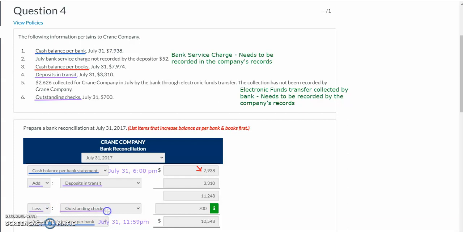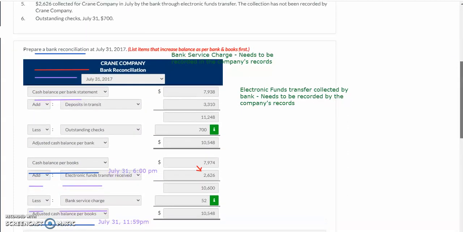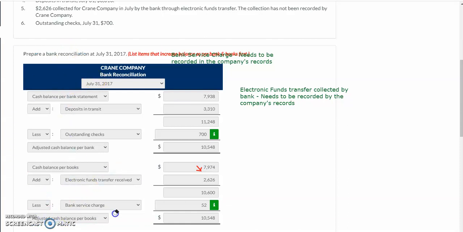After you've gone through this part, you're going to take your cash balance per bank. You're going to add the deposits in transit. Then you'll have a subtotal. You're going to subtract out the outstanding checks to get to your adjusted cash balance per bank. The next part of the reconciliation adjusts the cash balance per books. So for our cash balance per books, I'm going to need to erase a couple of these notations right here.